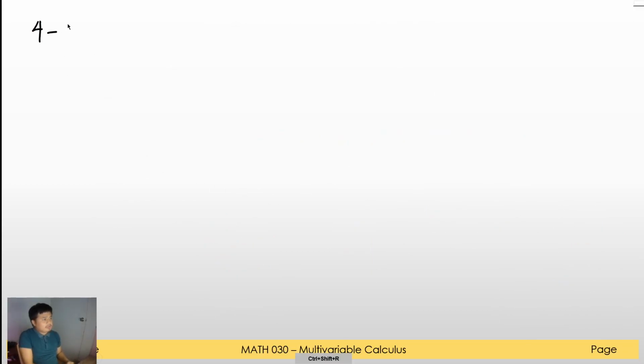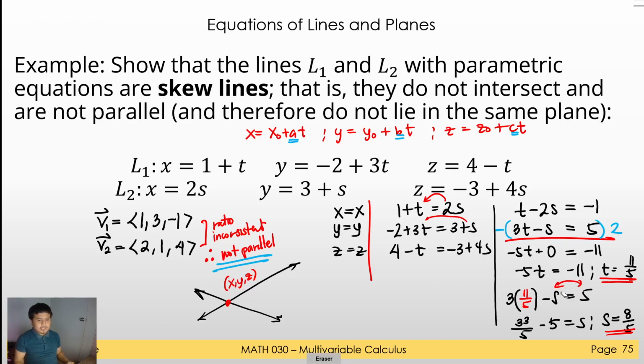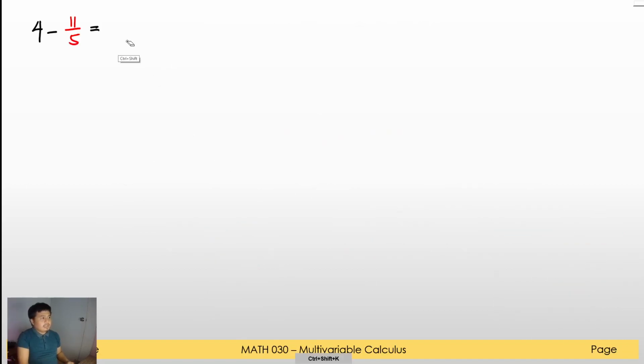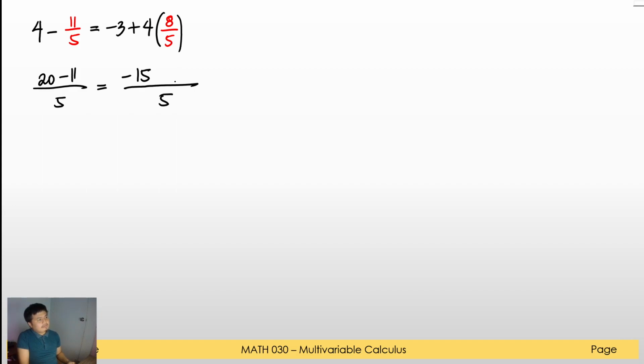So we have 4 minus 11 over 5 is equal to, okay, so for this one, and the value of s here. So negative 3 plus 4 times 8 over 5. So we have here 20 over 5 minus 11, right? And then we have negative 15 over 5 plus 4 times 8.